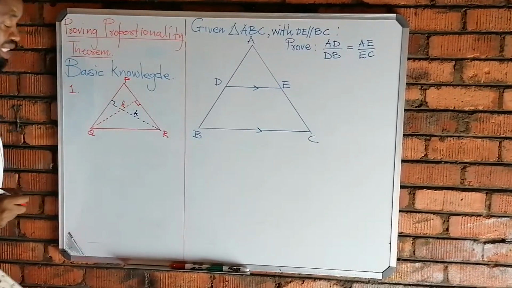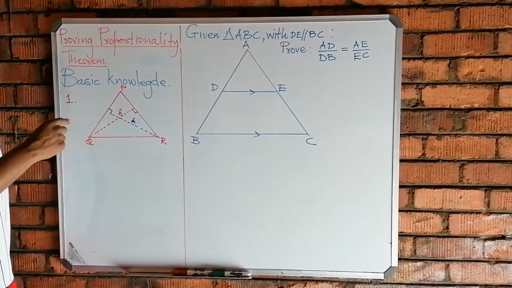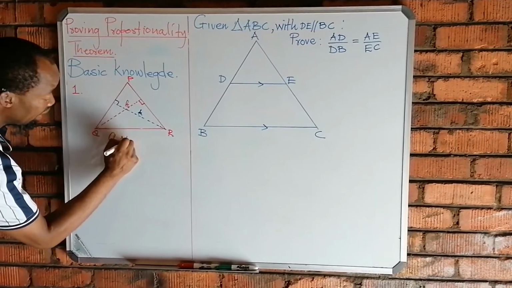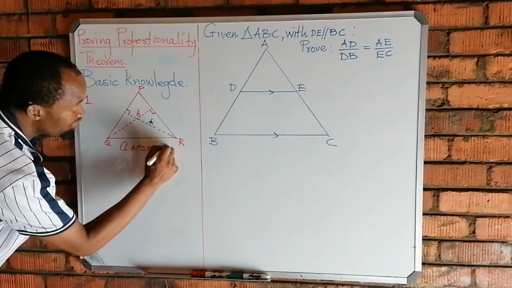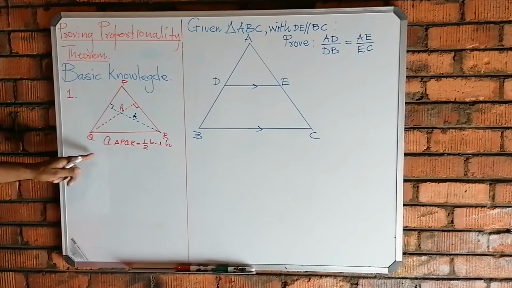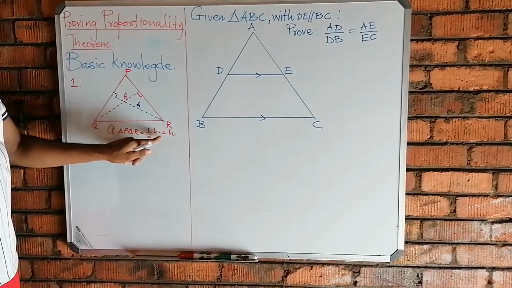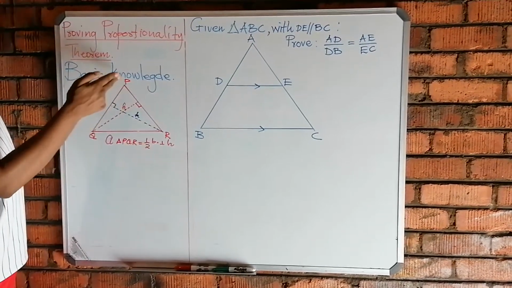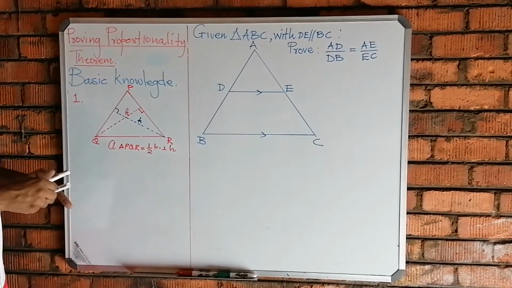This is height H. Now, what you need to know is the area of triangle PQR would be half base multiplied by perpendicular height. This is very important. Area of triangle PQR is half base multiplied by perpendicular height. Remember that the height is defined relative to the base.